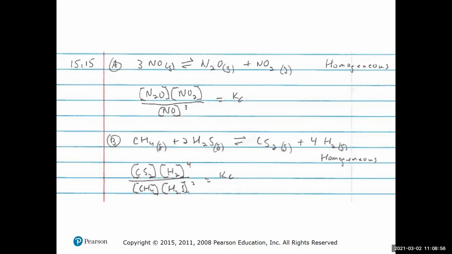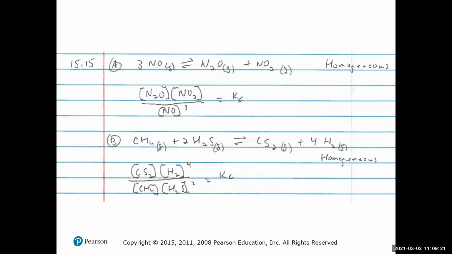Let's look at the next one, question B. So here we have CH4 plus 2 H2S going to CS2 and 4H2. So we would look to see the products. That's the CS2 and the H2, that'll be in our numerator. The reactants, CH4 and H2S, are in the denominator.